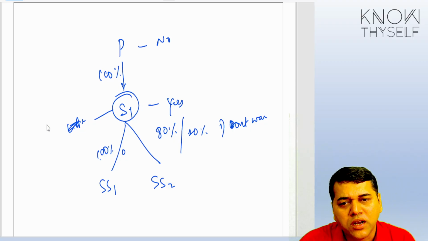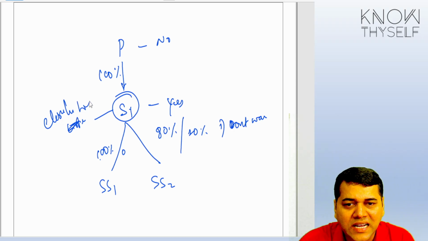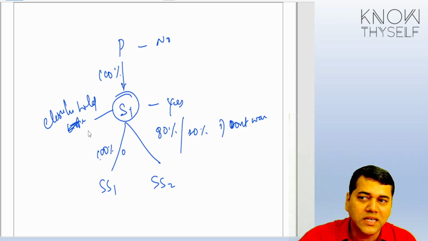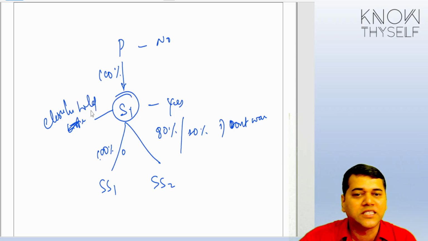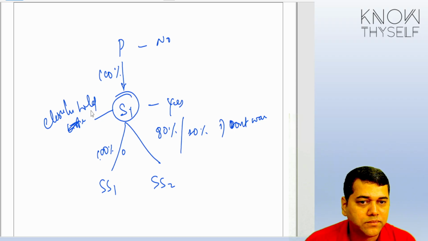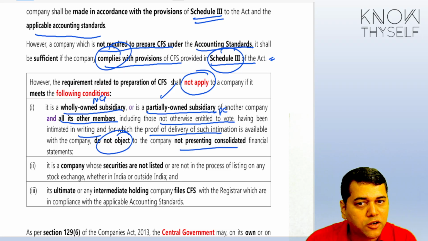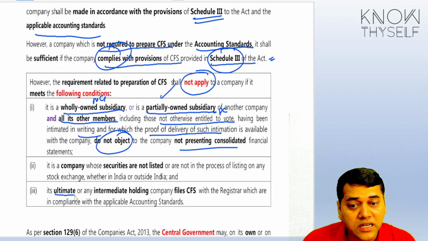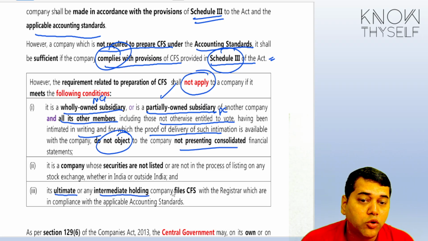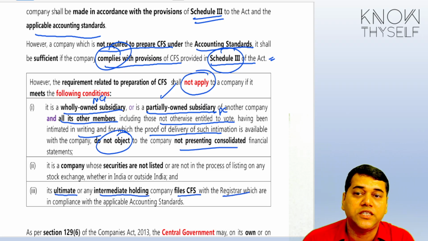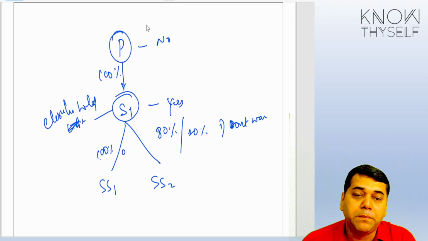That means you are a closely held company. That means you are not a listed company. You are an unlisted company. You are closely held, so many general public are not involved. And the third, the ultimate or the intermediate holding company files CFS with the registrar. That means this person is preparing CFS.